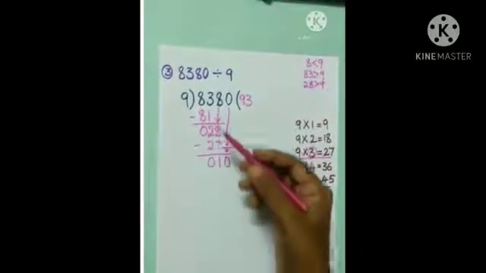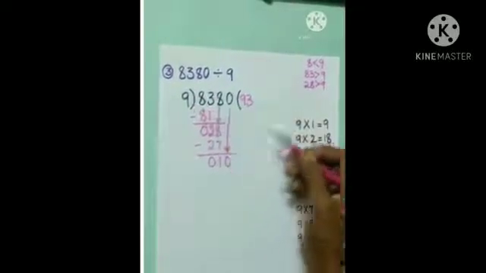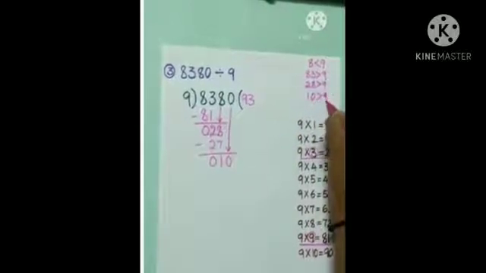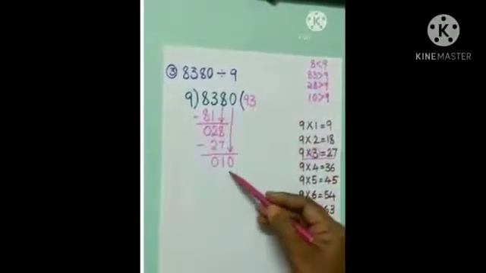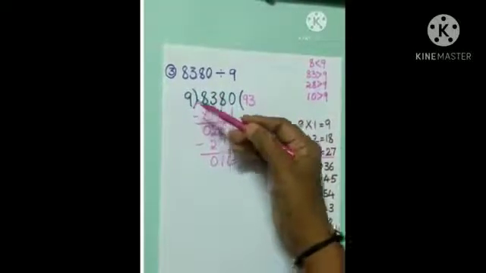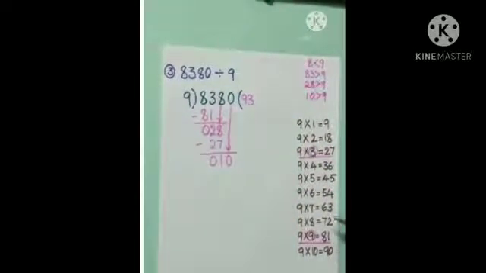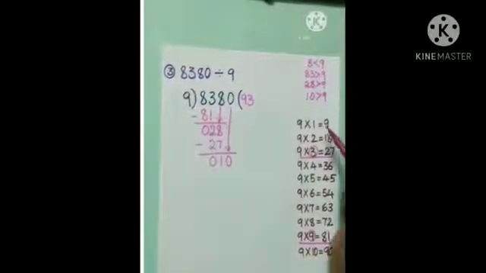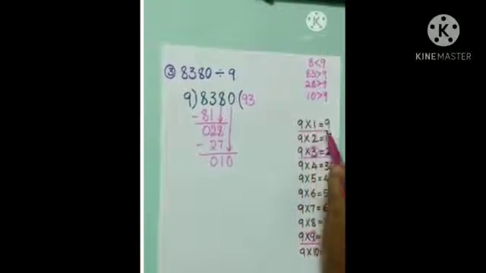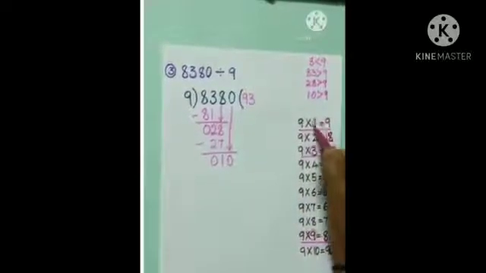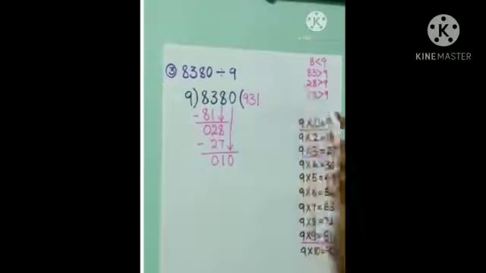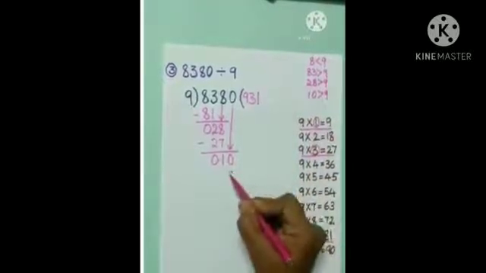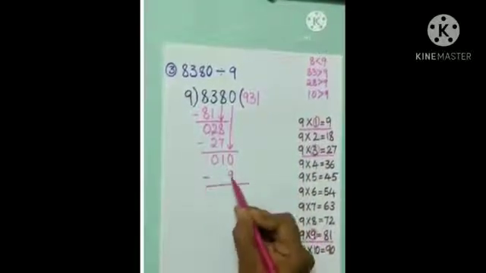Now compare 10 with the divisor 9. 10 is greater than 9. And therefore we can divide 10 by 9. Again we use the table of 9 to find the product which is equal to and nearest to 10. Here if we see in the table of 9, 10 is nearest to 9. We write 1 in the quotient and we write 9 under 10 and subtract 9 from 10.